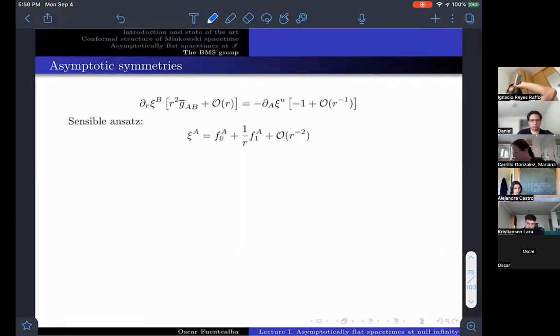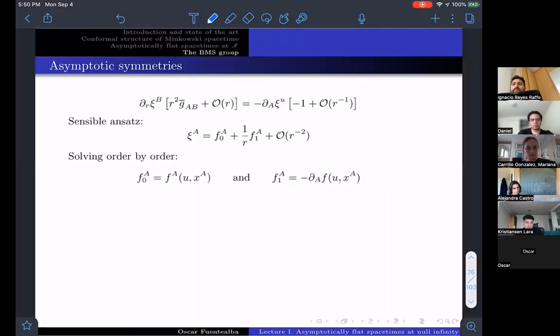So one sensible answer would be that this angular component is constant at infinity. One could, for instance, have something that's linear in the radial coordinate, but we would find that this function in front of the radial coordinate must be 0. So if we solve order by order, we will find that the leading order must be an arbitrary function of u and x^A, and the subleading order is the angular derivative of the function f, which was the time component of the asymptotic Killing vector.